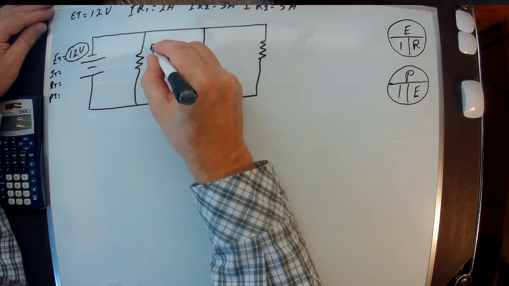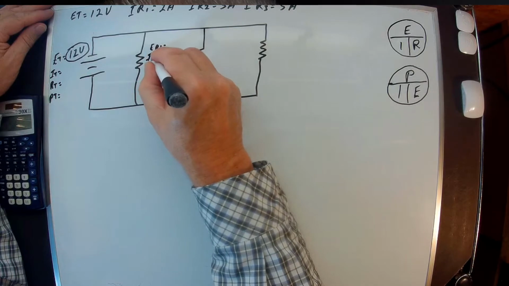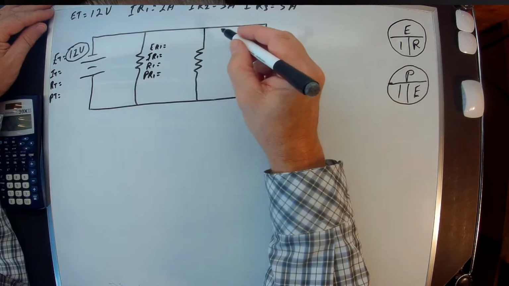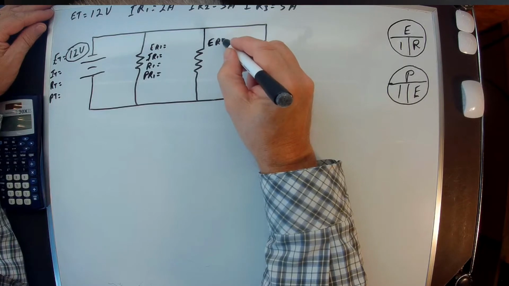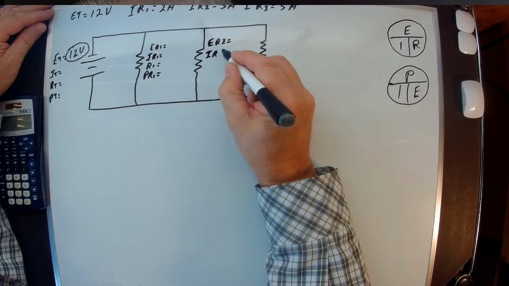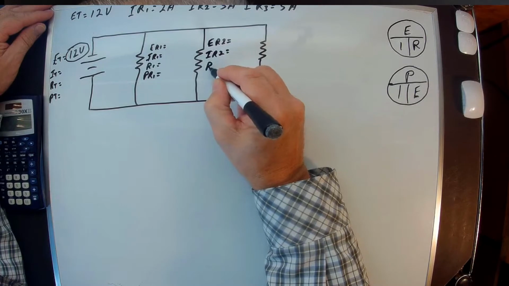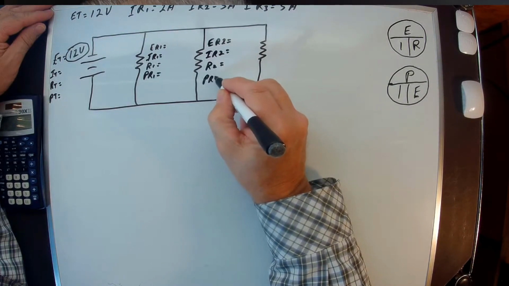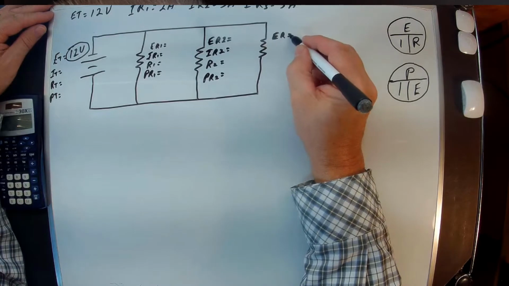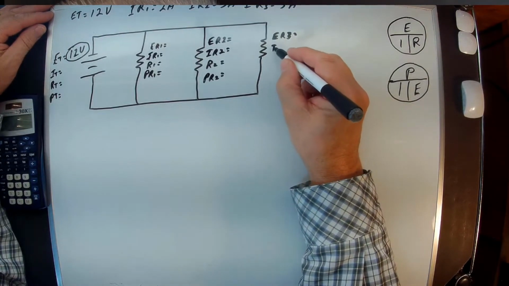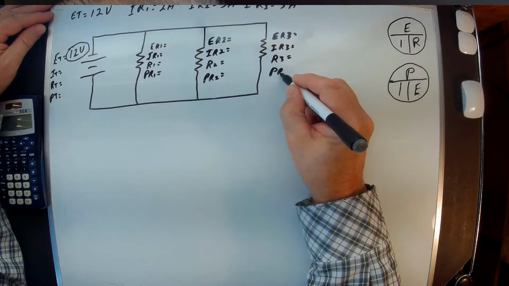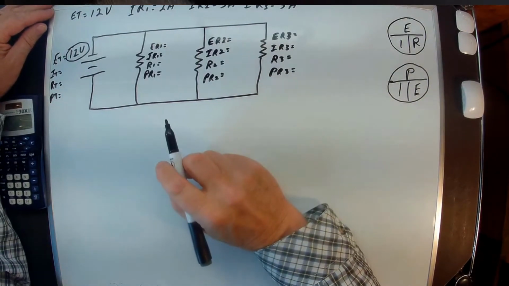So on R1, ER1 equals, IR1 equals, R1 equals, PR1 equals. It's a good idea to get in the habit of writing this stuff out so you know what everything is as you go. IR2 equals, R2 equals, and PR2 equals. And that'll give you the basics to remember. Let's see, this is 3: IR3 equals, and R3 equals, and PR3 equals. So that sets up our problem to work.